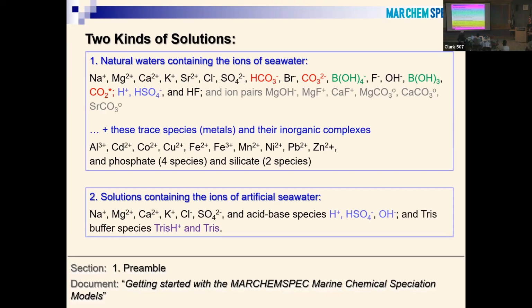There's a bunch of ion pairs here which are calculated by the model, but they're not of direct interest, or rarely. And then also waters of this composition plus trace species, this set of trace metals, and the model will calculate the inorganic complexation of these species. The other models, which you can use with the Python and MATLAB functions, are about the ions of artificial seawater and tris buffers. So that's a bit of a specialized interest, and we won't be covering that today.